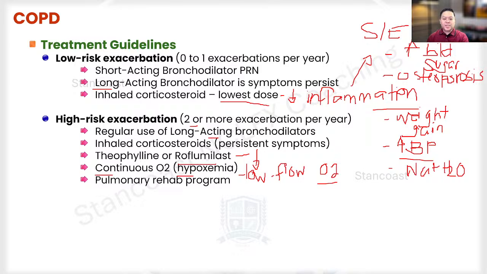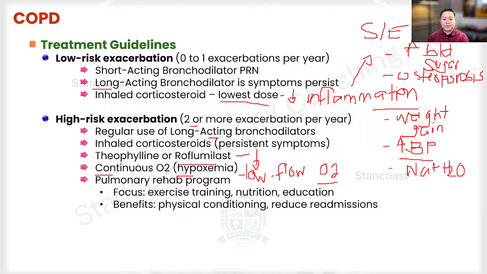Now, we're also going to implement or facilitate their pulmonary rehabilitation. And this is going to really help them out with focusing their exercise training, their nutrition, also educating the patients about the different treatments. Okay. It will benefit them with the conditioning and also reducing their readmissions to the hospitals.